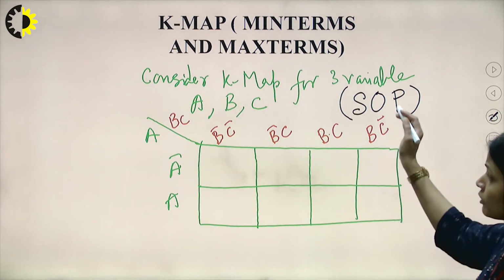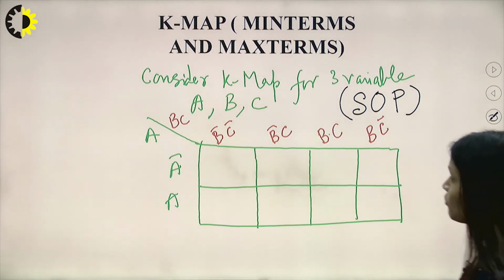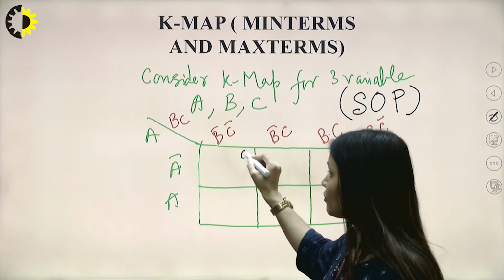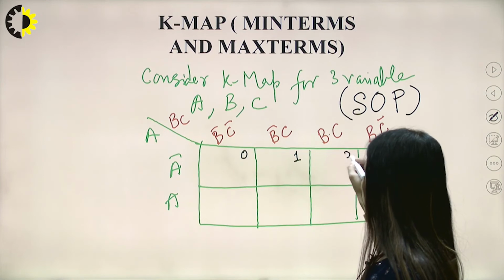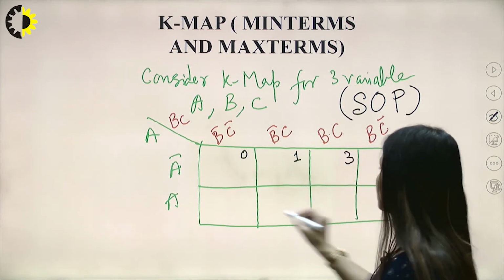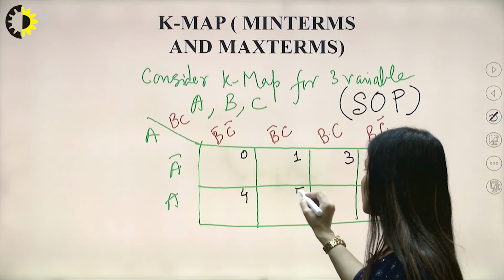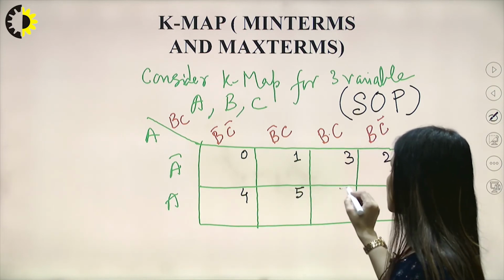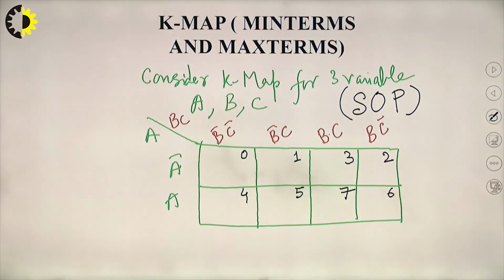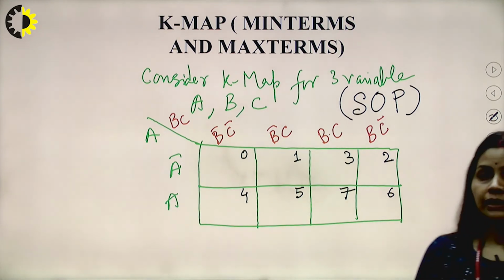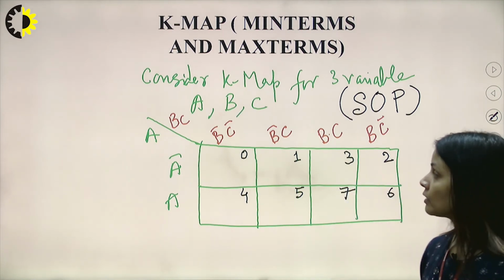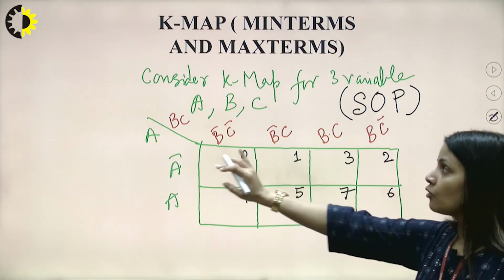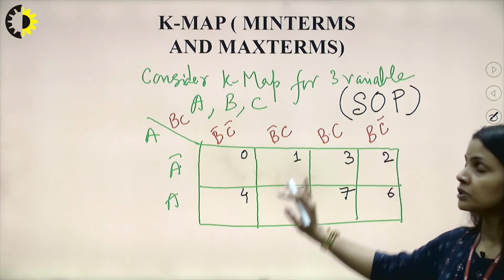Now since this is for SOP form, how will I do my counting? I will be counting like 0, 1, 2, 3, 4, 5, 6, 7. Okay, so in this way I can write my counting. Now next, this is how we can draw the K-map for 3 variables.